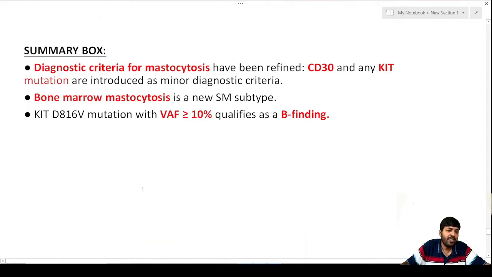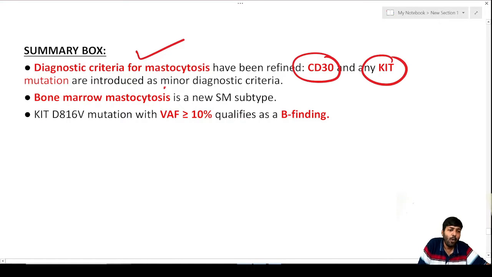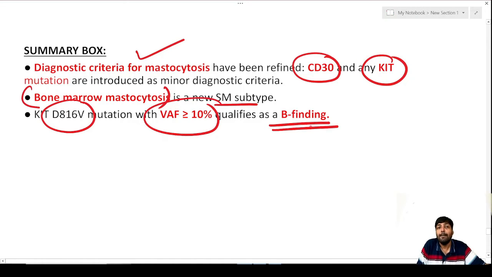So the summary of changes that we see in mastocytosis: the diagnostic criteria for mastocytosis have been modified. For systemic mastocytosis, CD30 and any KIT mutation are introduced as minor criteria. Bone marrow mastocytosis has been introduced as a new systemic mastocytosis subtype, and a KIT 816V mutation with a fraction of more than 10% qualifies as a B finding.